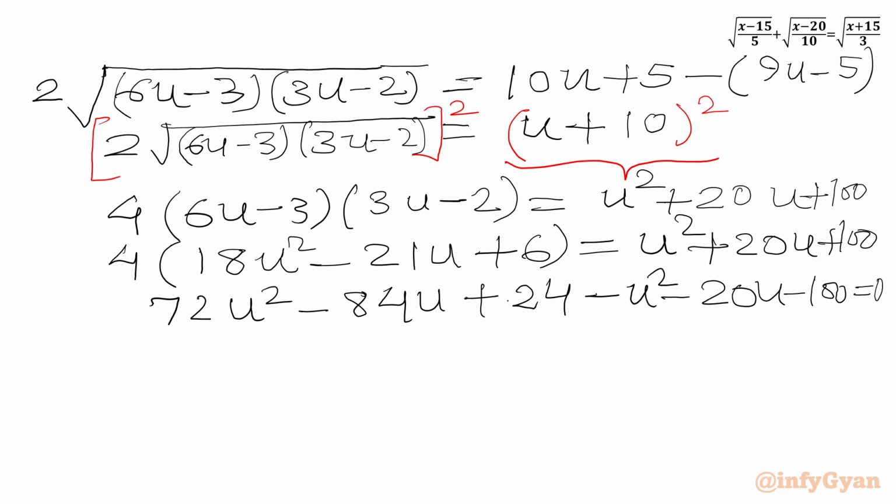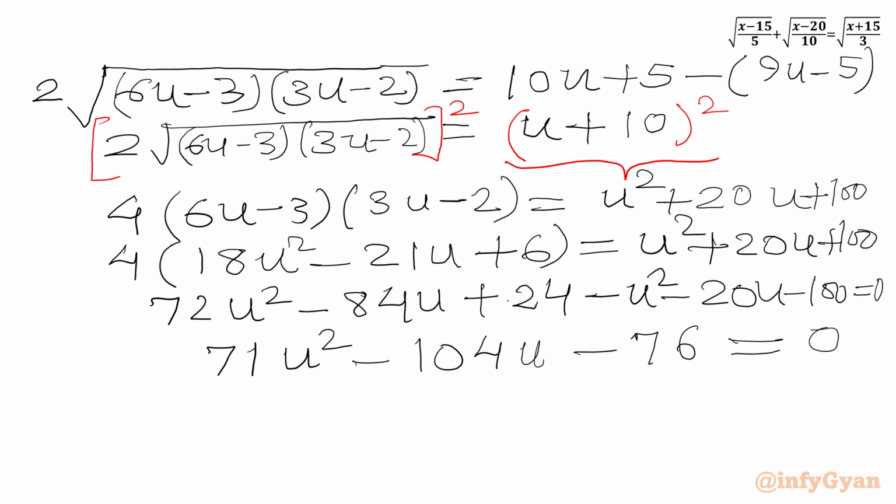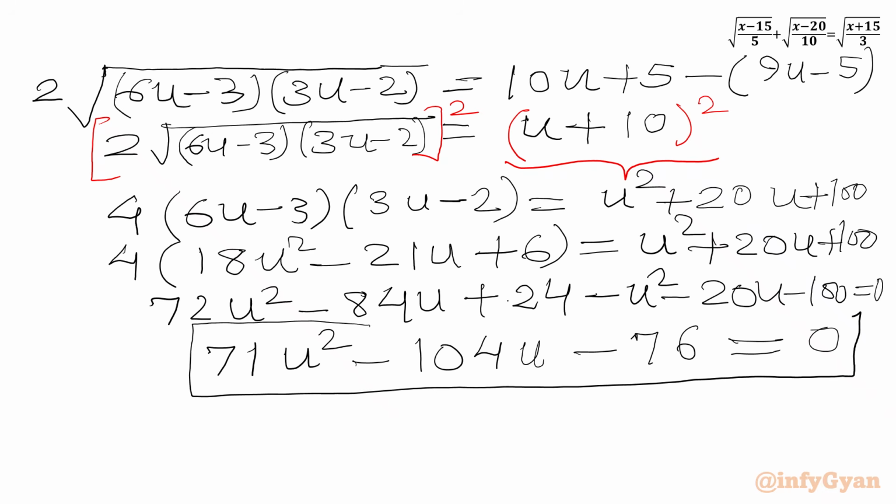72u square minus 1u square, 71u square, minus 84u minus 20u, minus 104u, 24 minus 100, minus 76, equal to 0. Now this is one quadratic equation which we will solve using the method of factorization.